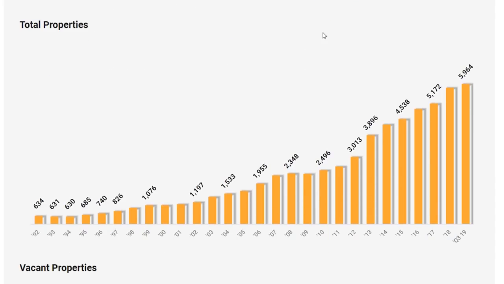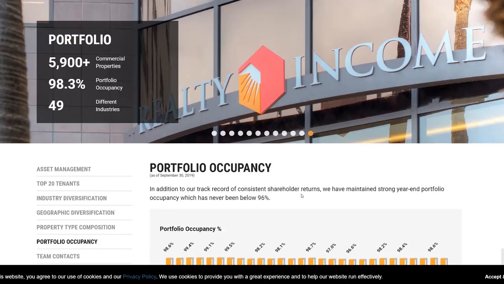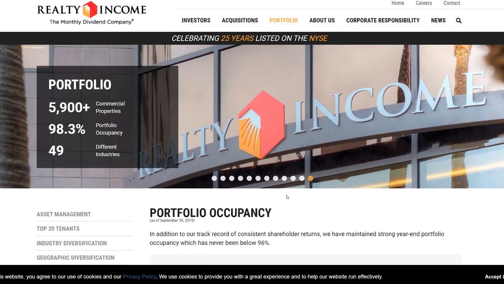Now, other data we can look at, the total properties that they have. Look at the amount of properties that they've purchased over the years. In 1992, they owned 634 properties. Now, in quarter 3 of 2019, they owned 5,964. So these guys are good at purchasing new properties, renting them out, making a profit, and then they give that profit back to shareholders like me that use it to grow my portfolio. That is what this company does. That is a mathematical look at Realty Income Corp.